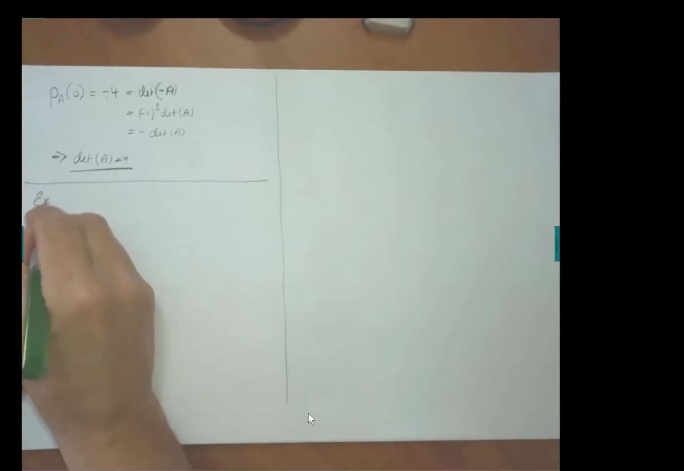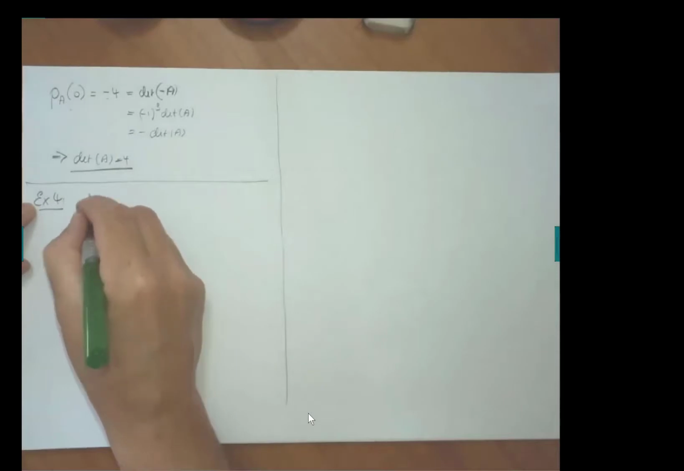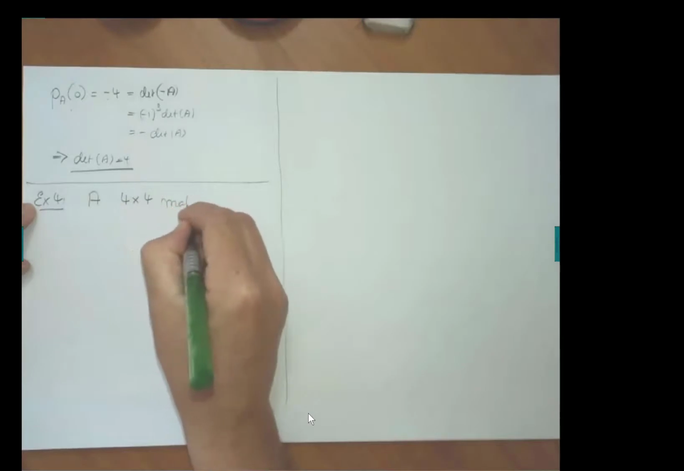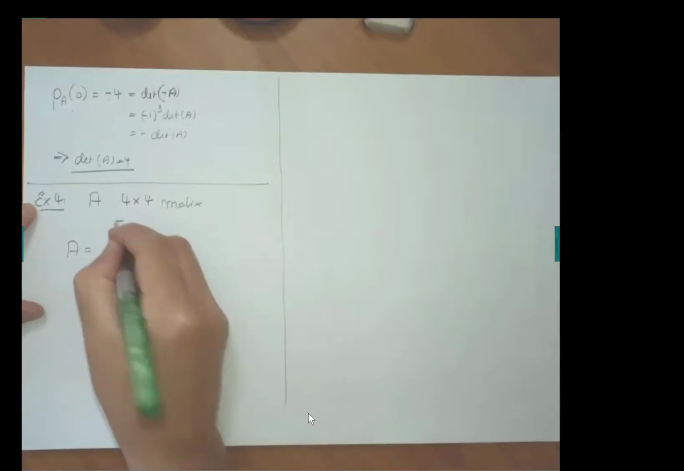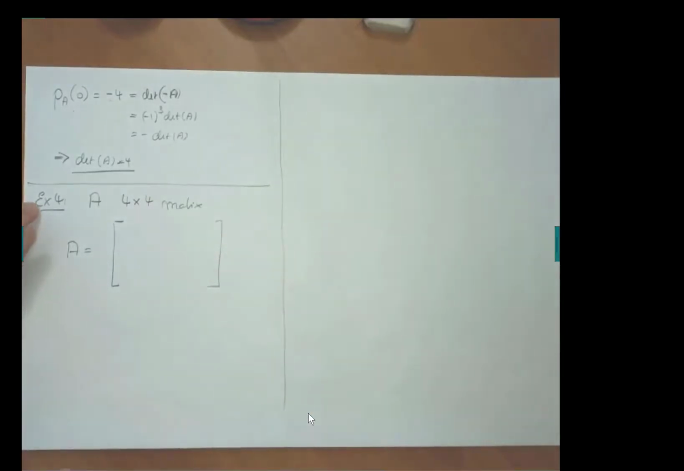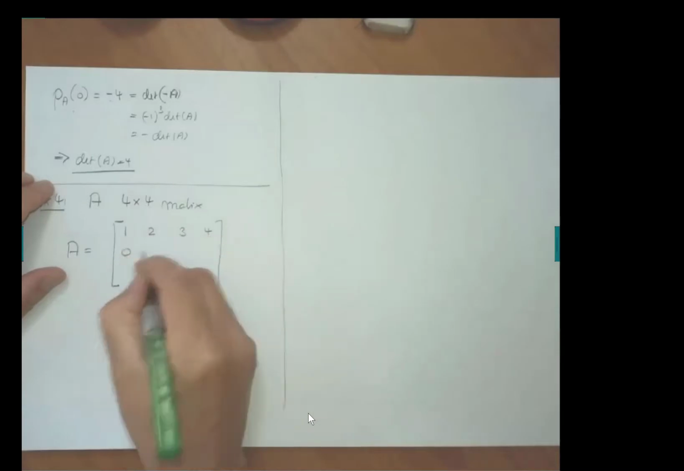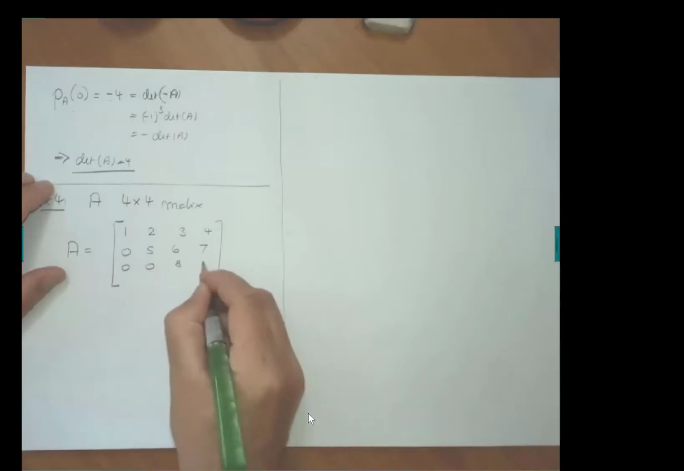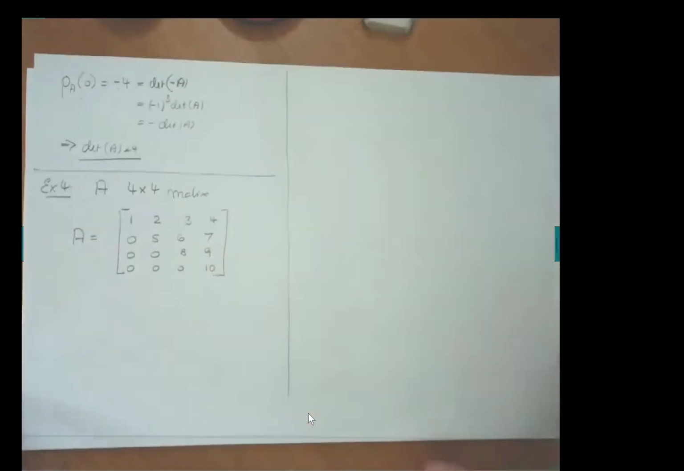Example 4. We have, let's say, a 4 by 4 matrix. As an example, I make it upper triangular, but I can also make it lower triangular. I will not change a thing. And again, I'm not very creative. And the question is, what are the eigenvalues?